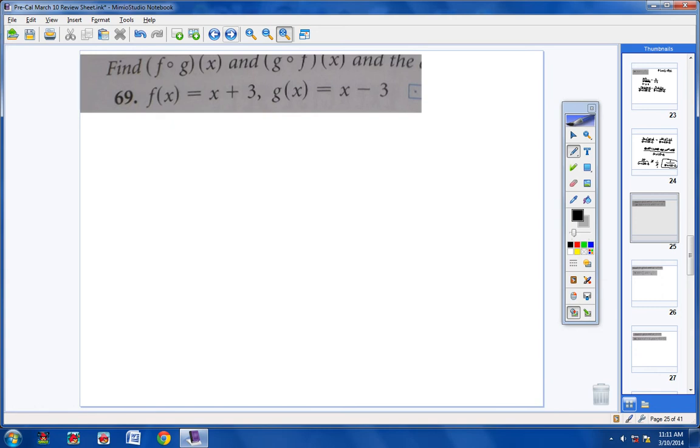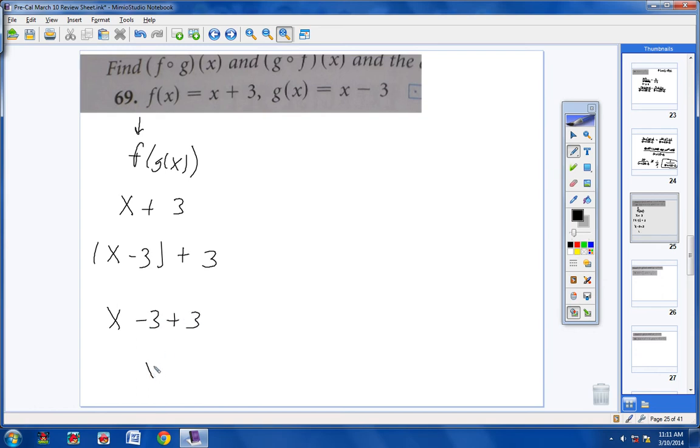So first of all, let's start off with f of g of x. Here we go. F of g of x. The first letter on the outside is f, so we take our f function, x plus 3, and everywhere there's an x, we put a parenthesis. And then my next letter is g, so I pick up g and I put it on the inside, x minus 3. So I'm left with x minus 3 plus 3, which is just x.